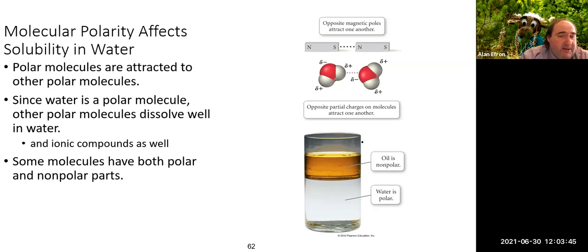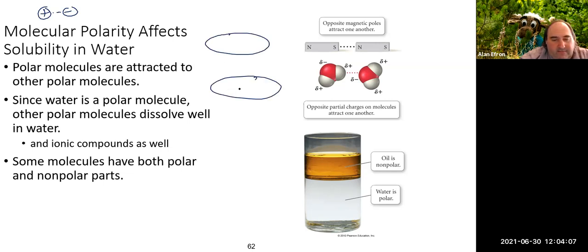And as we'll talk about, the basic interaction that occurs when molecules interact with each other through intermolecular forces is the basic attraction between positive and negative, which means when you get two polar molecules together, this polar molecule has a side that's more positive and a side that's more negative. This polar molecule also has a side that's more positive and negative.